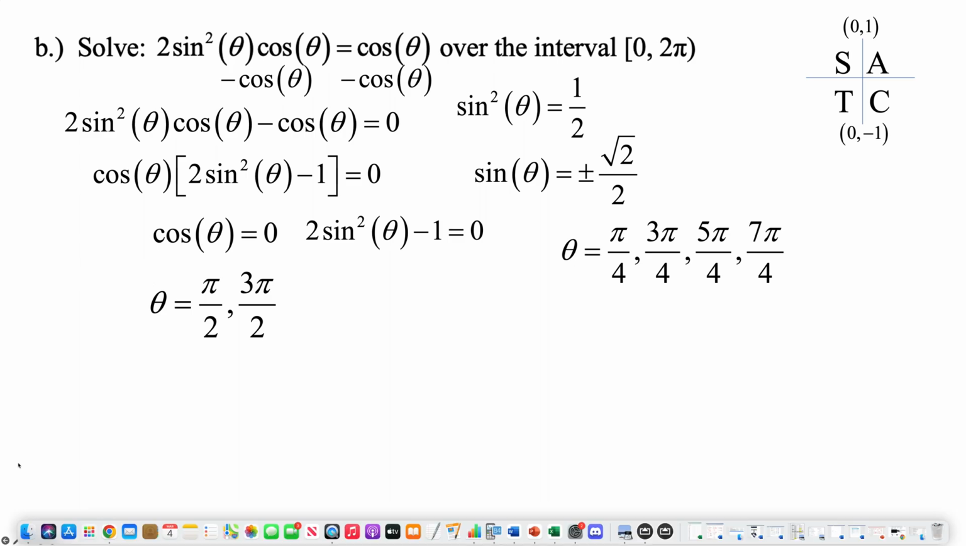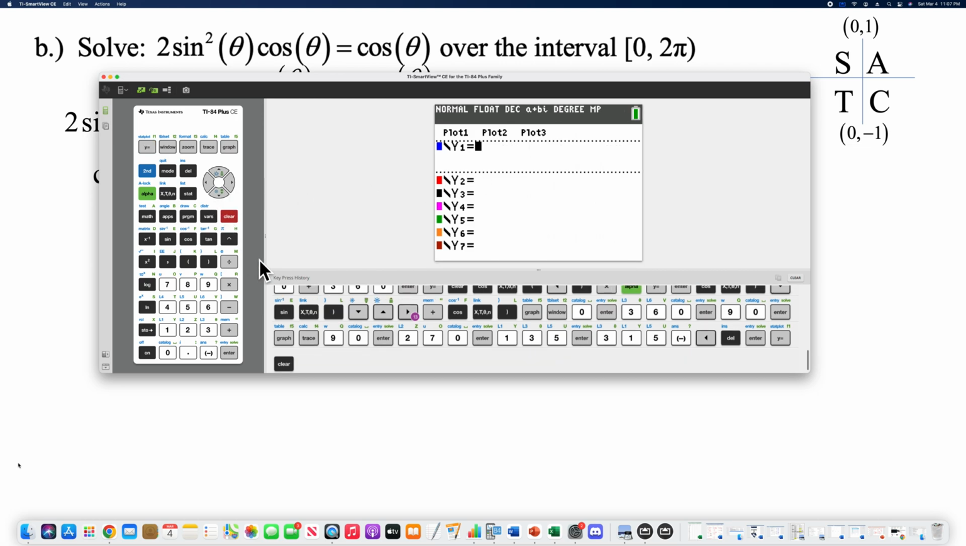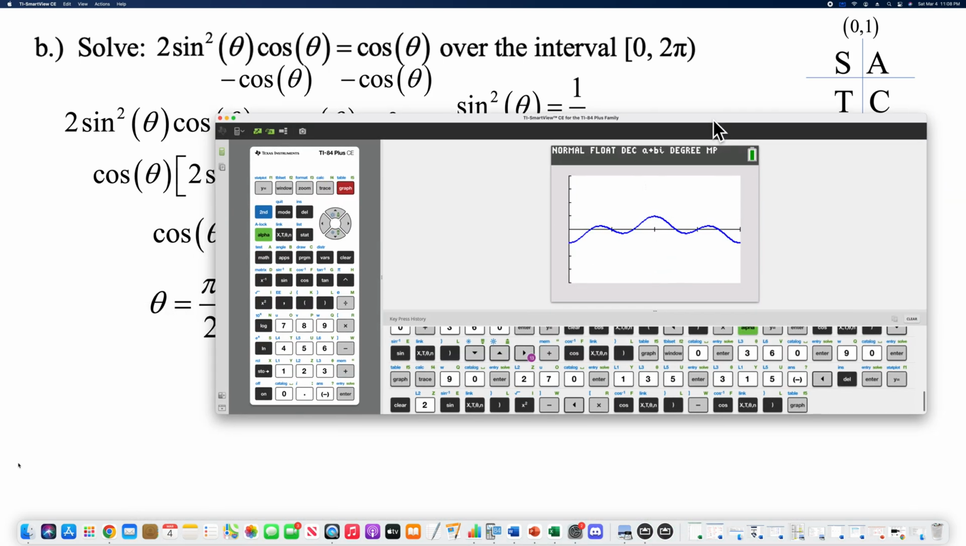And again, we can go to our calculator. Y equals, clear that out, 2 sine of x. Now to square it, we just put the exponent on the outside of the argument parentheses. Got to multiply by cosine of theta first. Then we'll minus the cosine. Graph it. Now again, this is still in degrees, but I see 1, 2, 3, 4, 5, 6 answers, and I had 6 answers here.